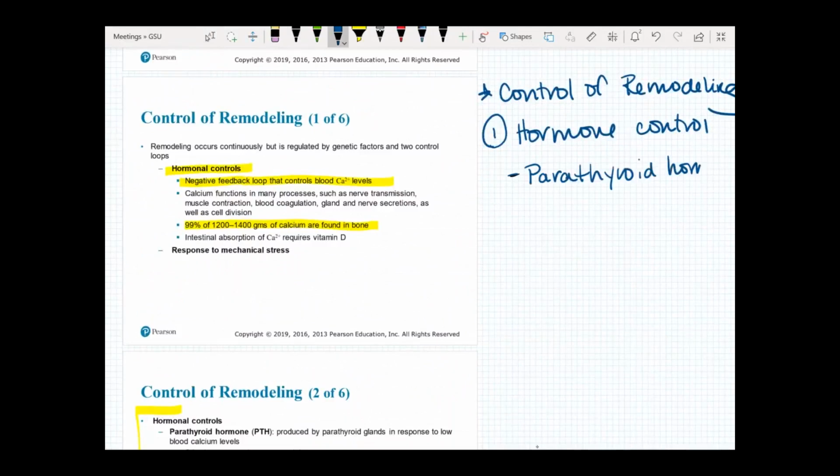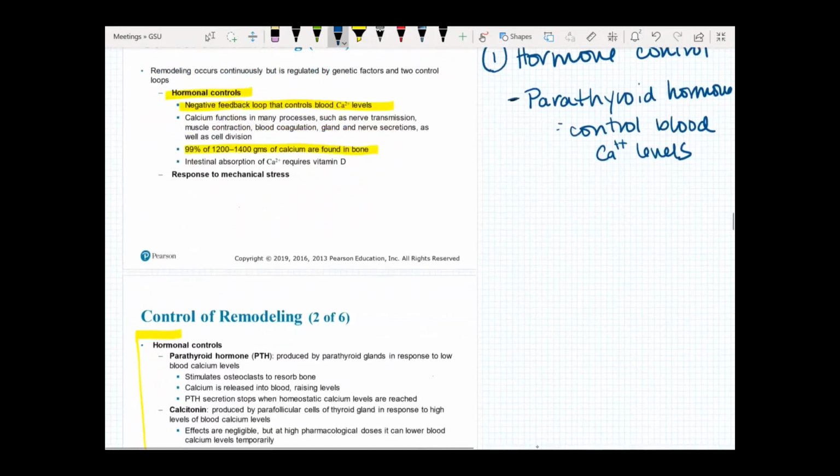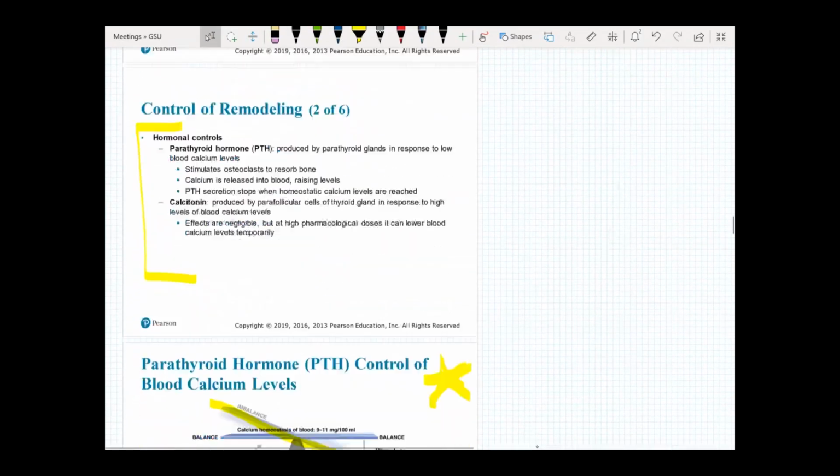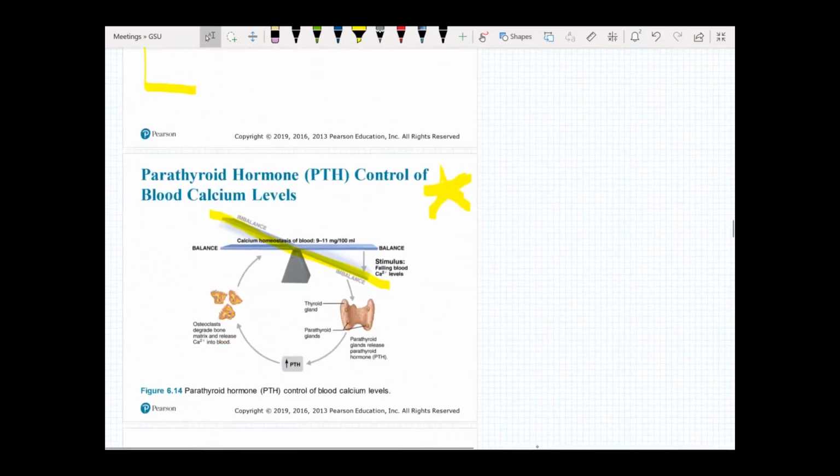And what this will do is it will control blood calcium levels. So hormonal controls will actually regulate the blood calcium levels, and it's going to be parathyroid hormone. So we're going to draw a negative feedback cycle.